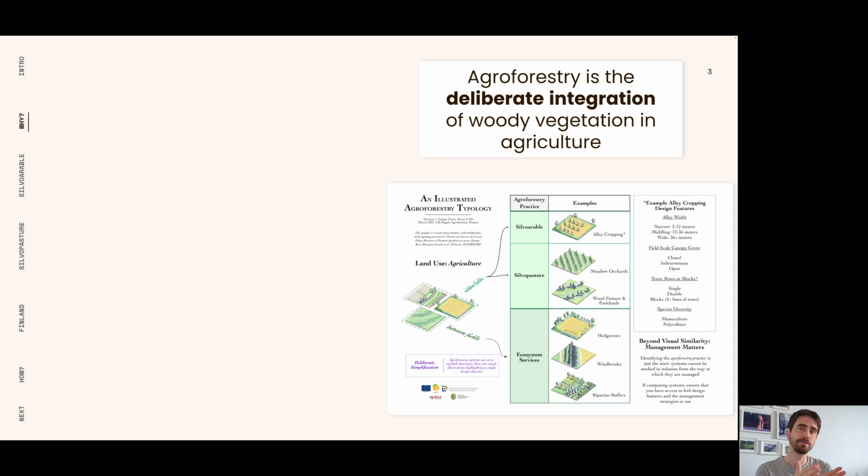So the point of integrating the windbreak is to support the growth of whatever it is you're already doing. Whether or not you have secondary objectives for the windbreak is up to you. It all depends on your context and what it is you're interested in doing and your resources and all of this. But that is to say that we've got 6 different examples of 3 categories of agroforestry practice.